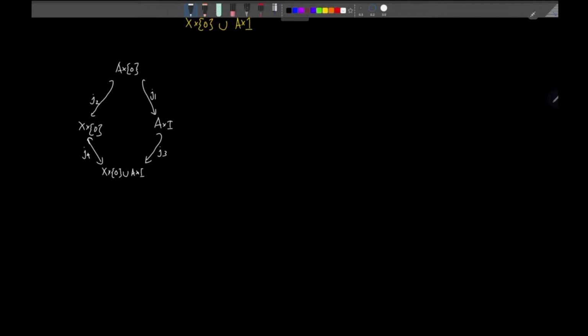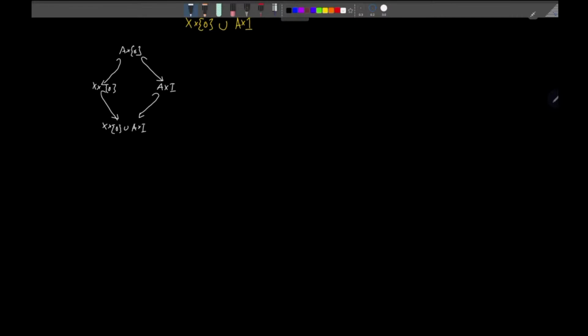Okay, this looks really horrible. I should probably draw a better diagram. This is the traditional case of the commuting square. I'll try to draw my best. Not really strong in the arts, as you can see. This is X cross 0. This is A cross I, and this is X cross 0 union A cross I. And that's probably the best I can do right now.